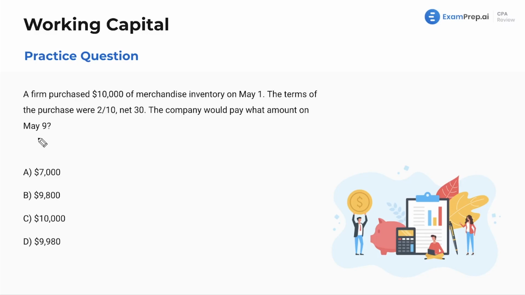Now, if you haven't seen a question like this before, 2/10 net 30, you might be saying, what the heck is that? And I am here to decipher that for you. 2/10 net 30 means that we purchase the merchandise, whatever it is. If we pay that $10,000 within 10 days, we will get a 2% discount. If we don't do this, then we need to pay the full balance of $10,000 in 30 days.